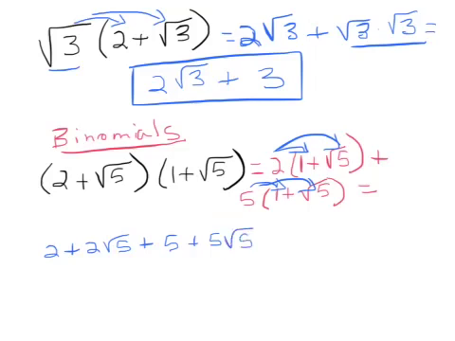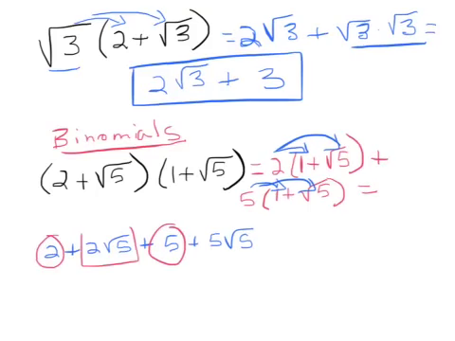And let's take a look at my like terms. So I've got 2 and 5. Here are my integers.